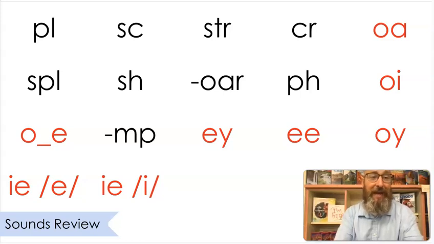Next, let's go over some sounds we've already learned this year. These are some blends, digraphs, and vowel teams. Say these with me. Pull. Sk. Stir. Cur. O. Spool. Sh. Or. F. Oi. O. Mp. E. E. oi. And IE makes two sounds. It says E and it says I.